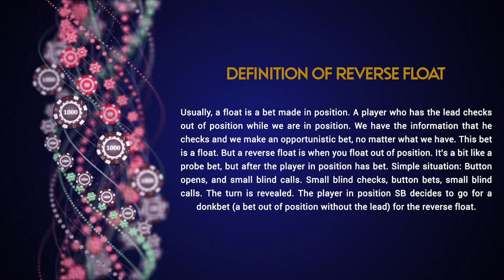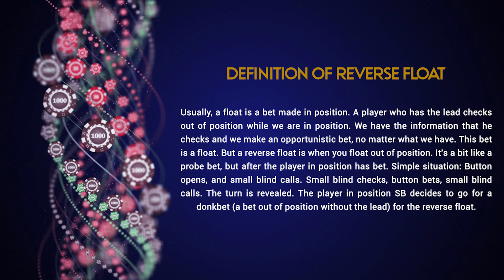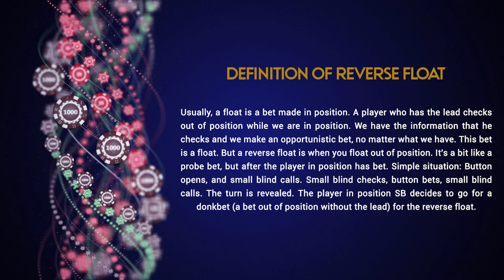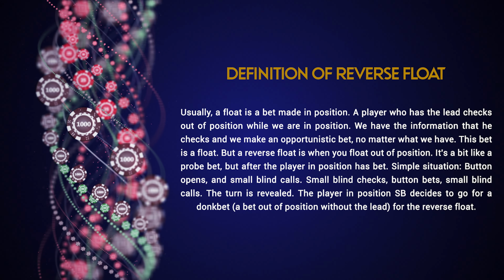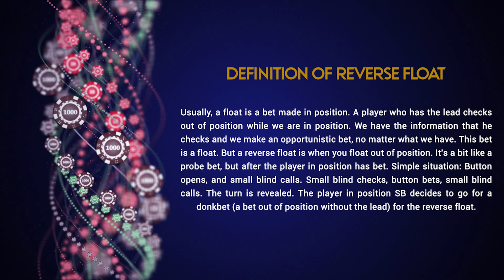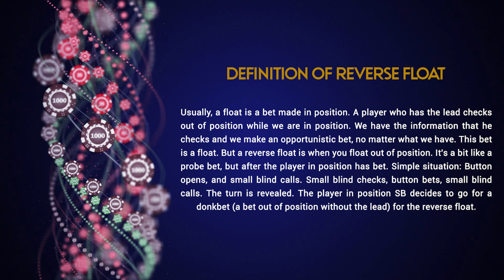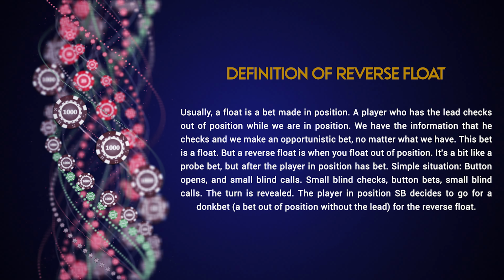Definition of reverse float. Usually, a float is a bet made in position. A player who has the lead checks out of position while we are in position. We have the information that he checks and we make an opportunistic bet, no matter what we have. This bet is a float. But a reverse float is when you float out of position.